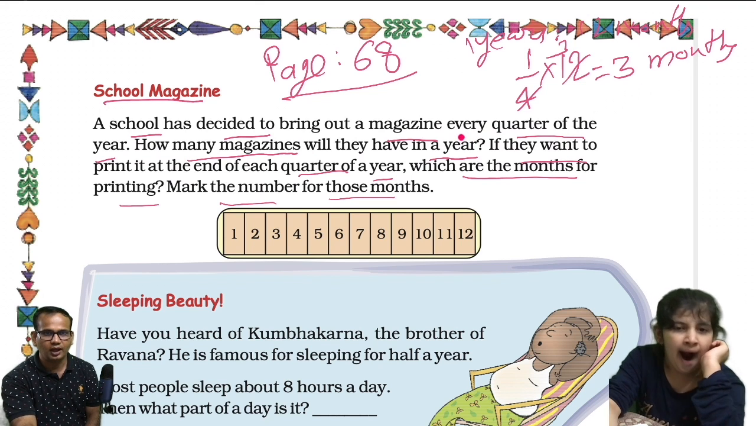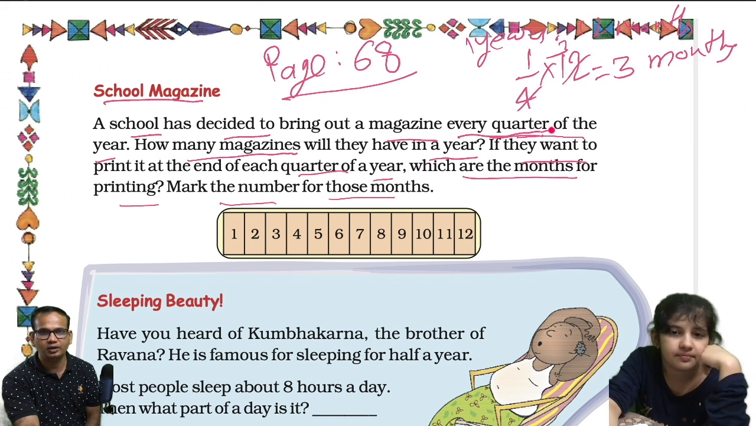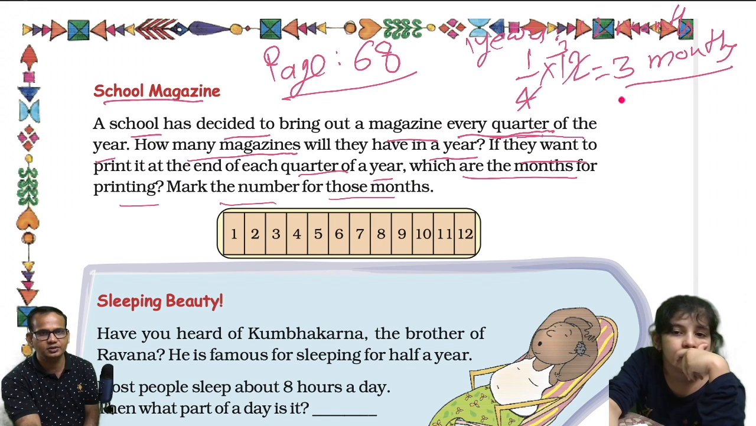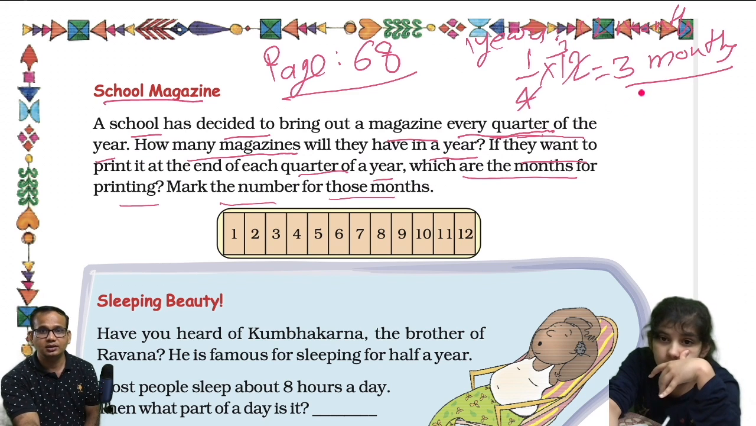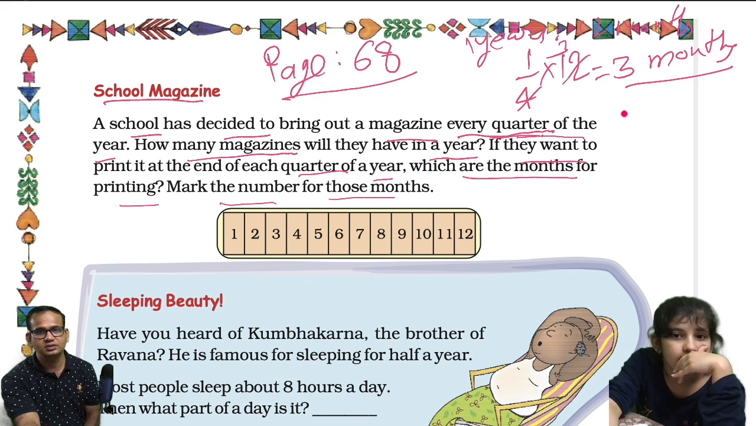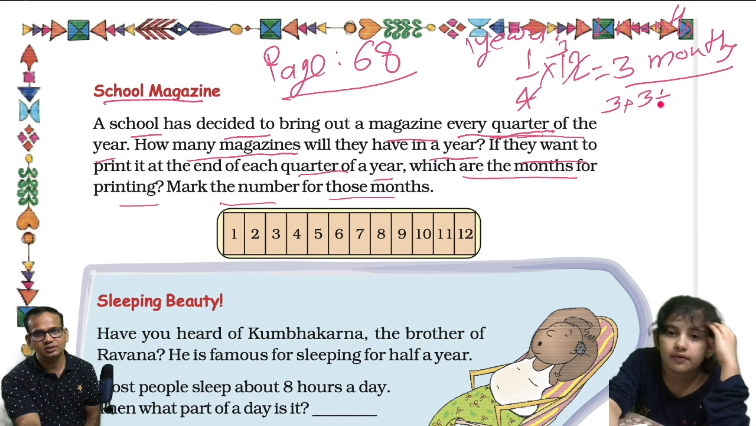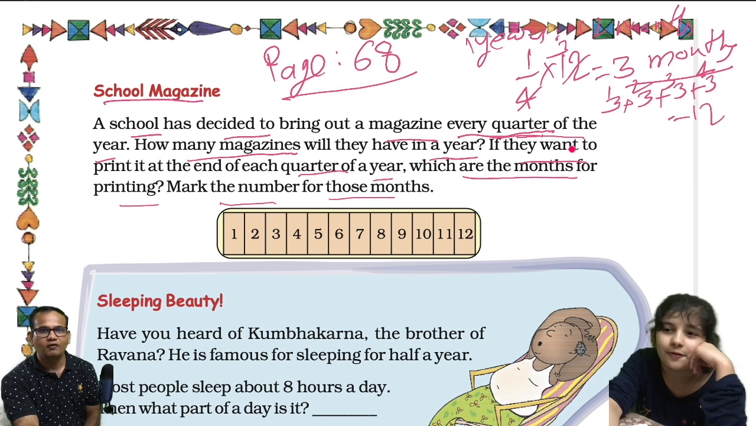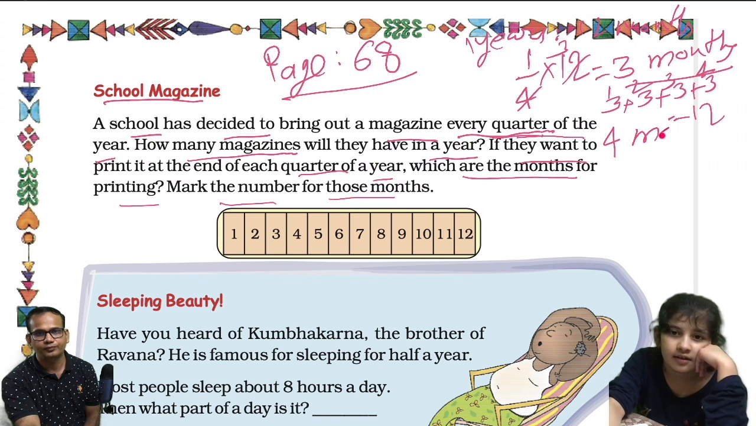They want to bring out the magazine every quarter of the year. Every quarter means every 3 months. After every 3 months they have to bring the magazine out. And how many magazines will they have in a year? First 3 months, the next 3 months, next 3 months, and next 3 months. It will be 12. So 1, 2, 3, 4 magazines. Four magazines is the answer.